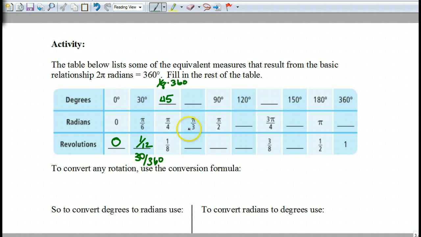Okay? So if I've gone pi over 3, this is the same thing as saying 60 degrees, and this is 1/6. Then 135. So is the next one 1/4? Yep. You should see a pattern. It goes up by 30 and then 15 and then 30. Okay. So then 120 is the same as saying 2 pi over 3 or 1/3. And then 3/8 is the same as saying 135.